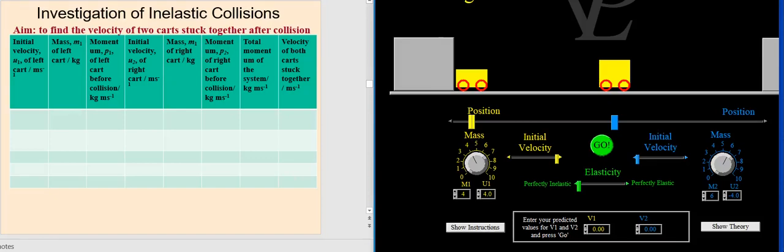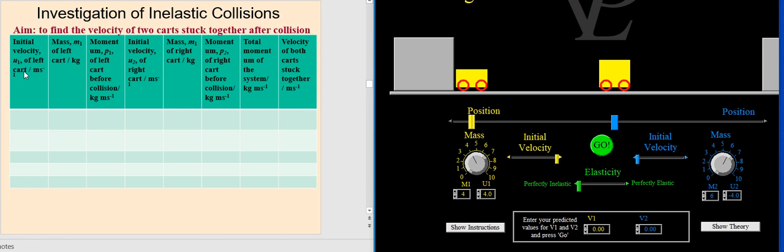So here we're going to investigate some inelastic collisions, and we're going to use a simulation for this. Of course, if we had the physical apparatus we could do that, but we'll also discuss some of the differences that we would get with a physical apparatus compared to the simulation. So you will have a handout of this.